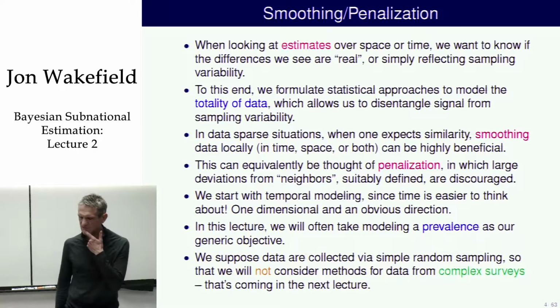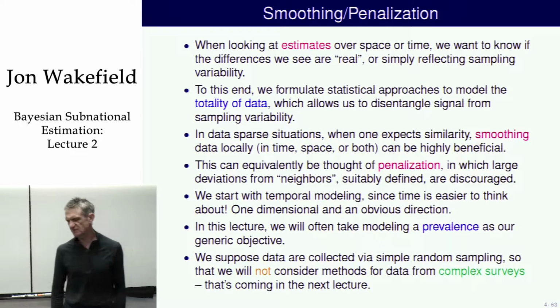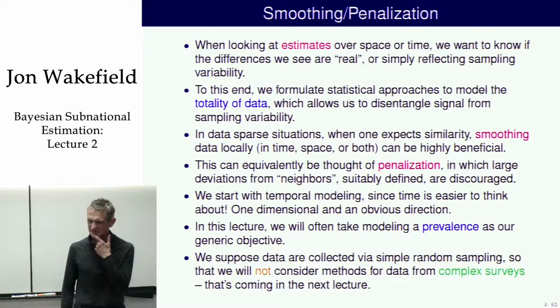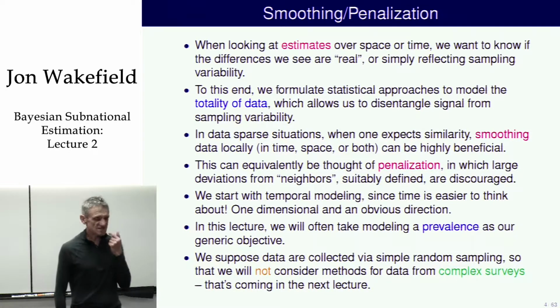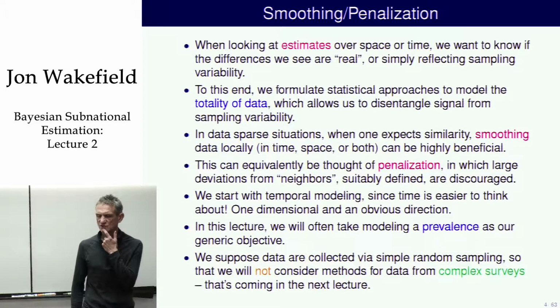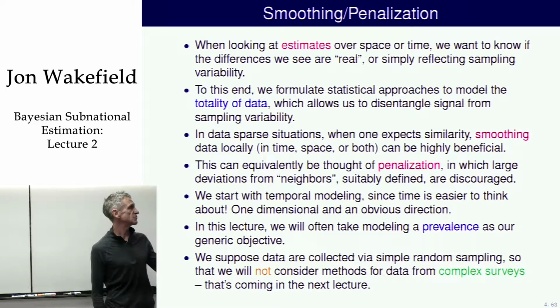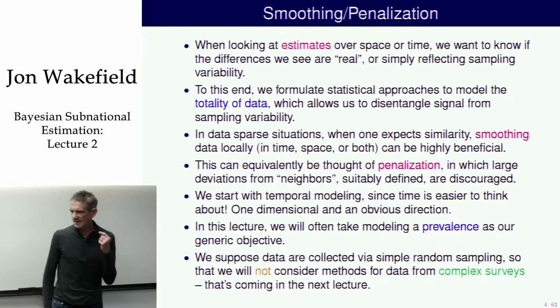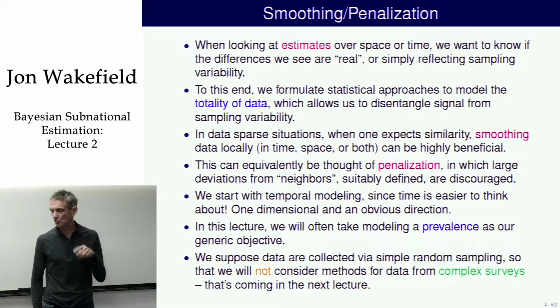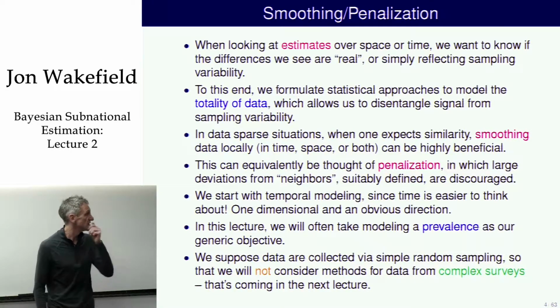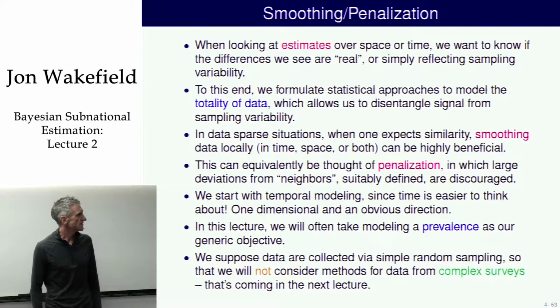So by way of motivation, when we see estimates over space or time, so just empirical estimates of proportions, for example, then we want to know whether the differences we see are real or simply reflecting sampling variability. To this end, we can formulate statistical models that look at the totality of data. So rather than just looking at data within a particular time point or in a particular area alone, we can look at all of the areas or all of the time points and then try and use the information from all of them to come up with better estimates in each of the specific areas or time points. So this is going to be particularly beneficial in sparse data situations.